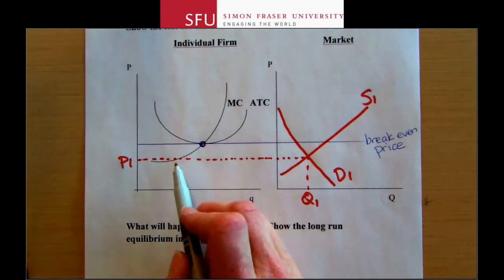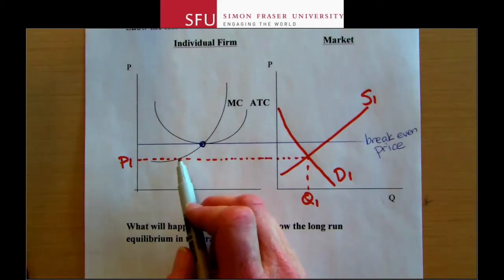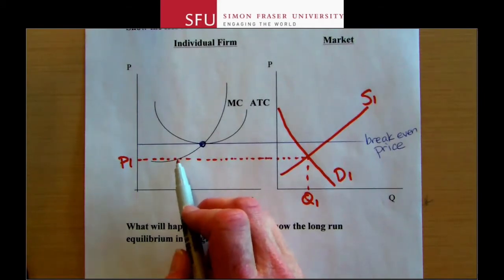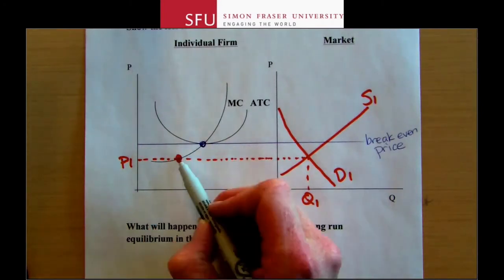Make sure that you've drawn it so that this price does cross the marginal cost over here. If your price is too low, it won't work out. You have to have it so that your price is crossing the MC curve over here, which is what we want to show next then.